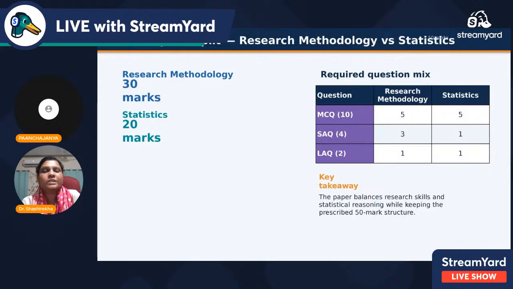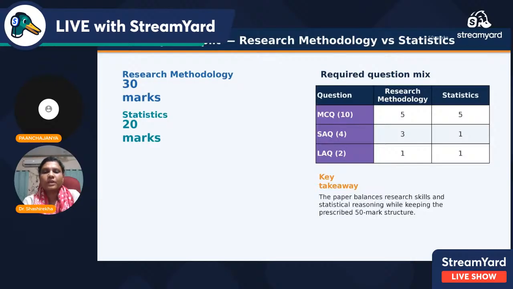Coming to SAQs, you will have 4 questions, each of 5 marks. Much of the questions will come from research methodology, that is, the maximum number, 3 questions. Mostly 3 questions will be from research methodology and 1 from biostatistics, so it will be easy for you to answer. And coming to LAQs, you will have 2 questions, one from research methodology and one from biostatistics, each of 10 marks.